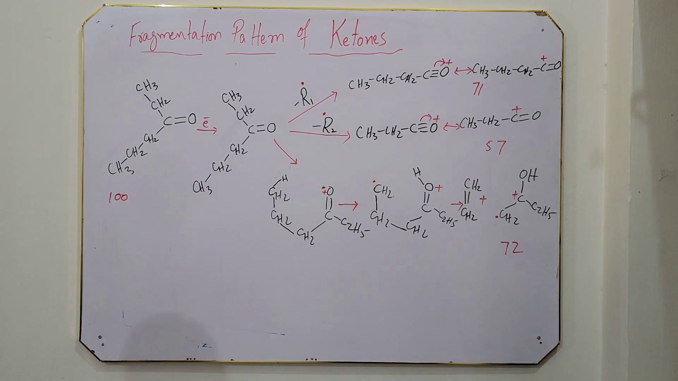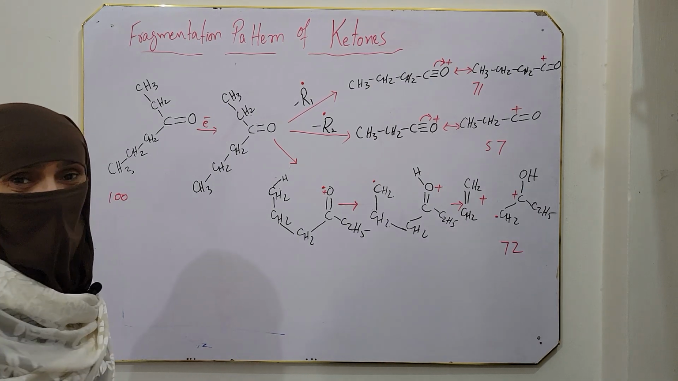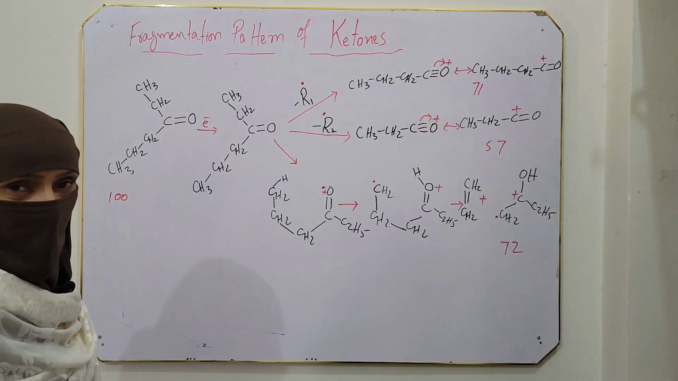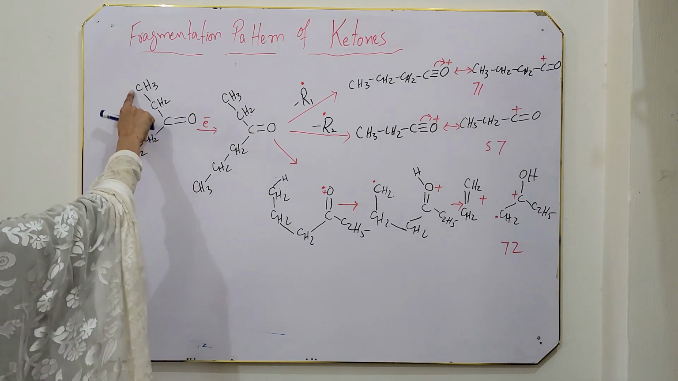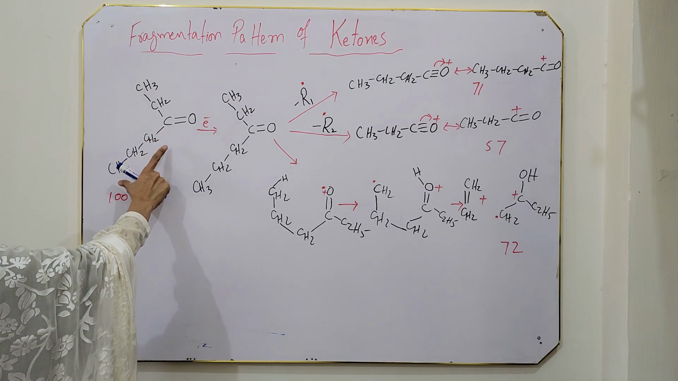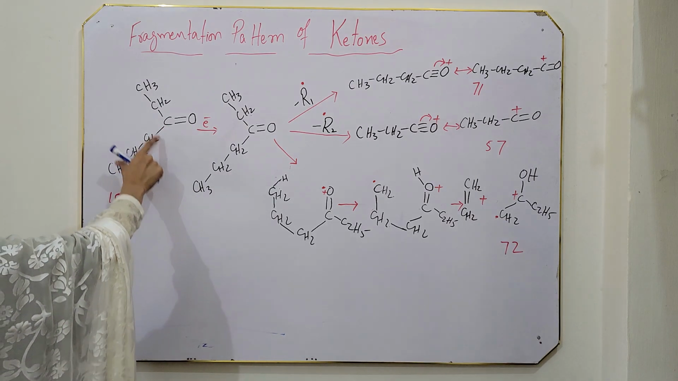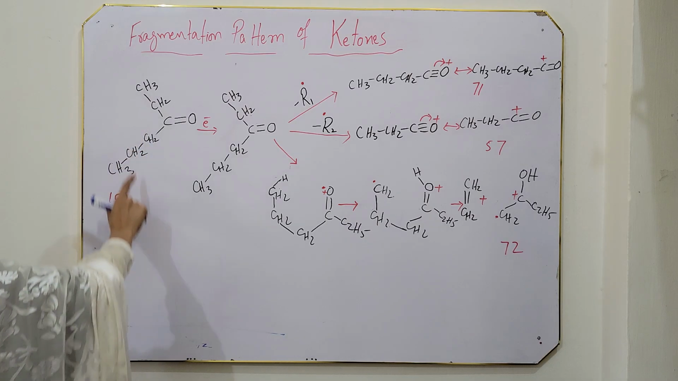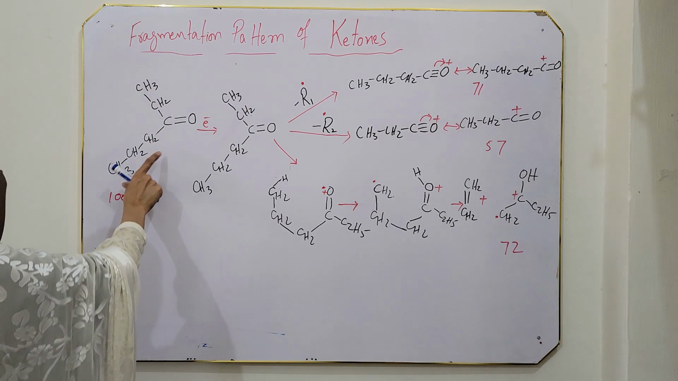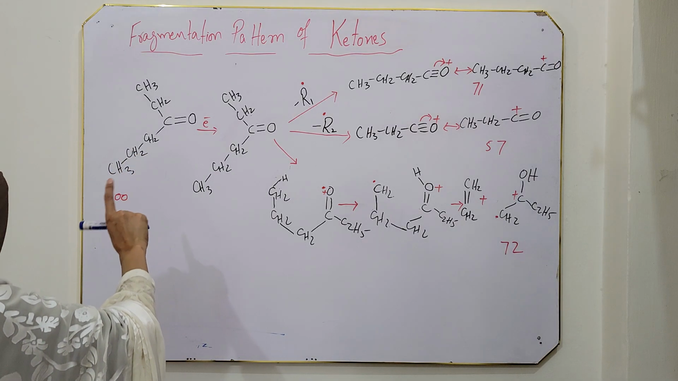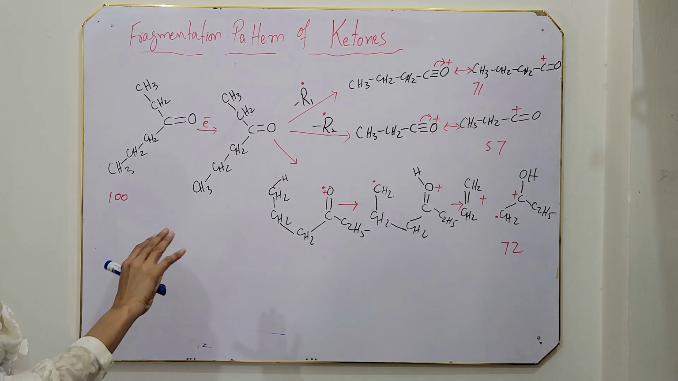Let's consider the fragmentation pattern of ketone and other carbonyl compounds. Ketone has an R group, an alkyl group, on both sides. In case of aldehyde, an alkyl group was present on one side and on the other side there was hydrogen. But in case of ketone, an alkyl group is present on both sides. So the fragmentation pattern of ketone is exactly like aldehyde.